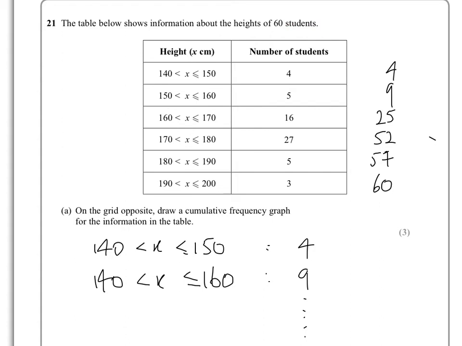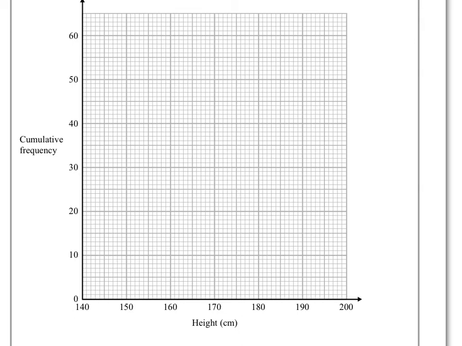So now what we know is, in order to draw this, we have to plot it by these values here: 4, 9, 25, and so on. So on the next one then, we're going to do exactly so. Let me just move this up. So what we're going to do then is plot it, and with these cumulative frequency graphs, you always plot it with the highest value of the range that you've got.